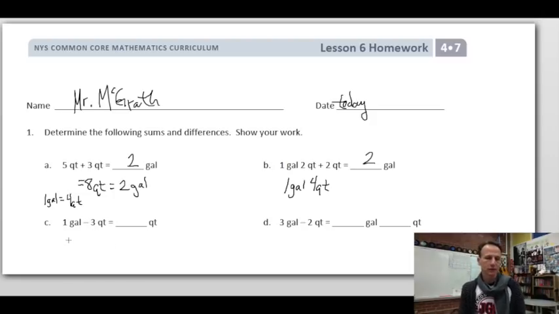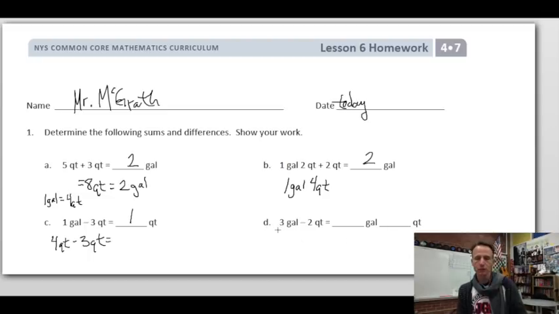Now we have 1 gallon minus 3 quarts is how many quarts? All right, so 1 gallon we just noted here, that's why I wrote that down, is 4 quarts, right? So 4 quarts minus 3 quarts leaves us with, that's right, 1 quart. There we go.